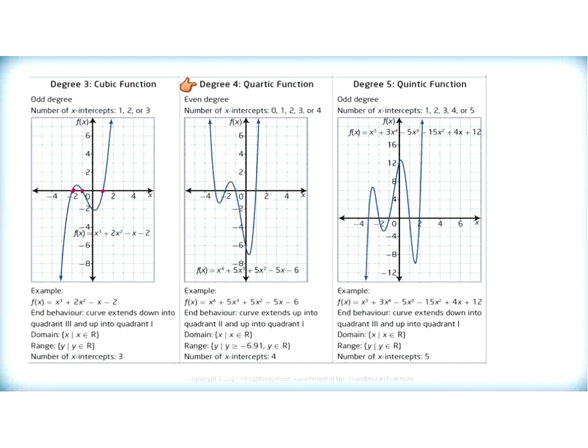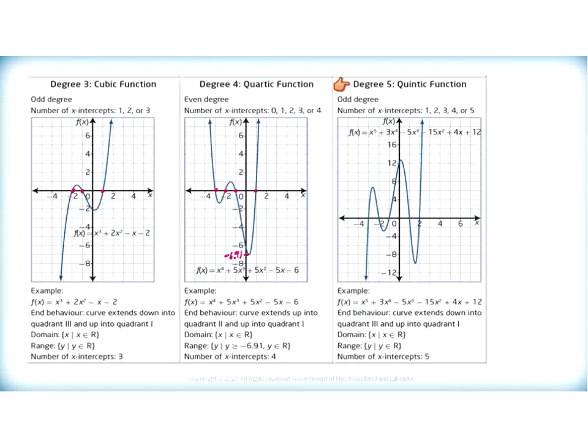For the quartic function of degree 4, it's an even degree. You can have 0, 1, 2, 3, or 4 x-intercepts. In this example, the function extends up into quadrant 2 and up into quadrant 1. The domain is the set of real numbers. The values of y are dependent upon the location of that minimum point on the graph. In this particular example, that minimum point occurs at -6.91, which can only be determined using graphing technology. The maximum number of x-intercepts that any quartic function can have is 4.